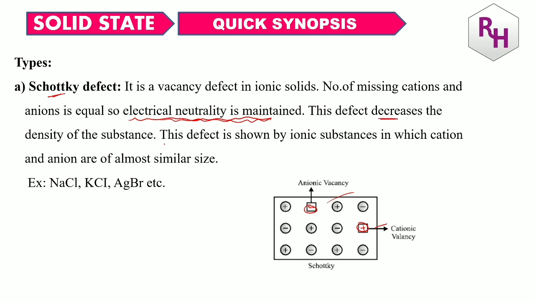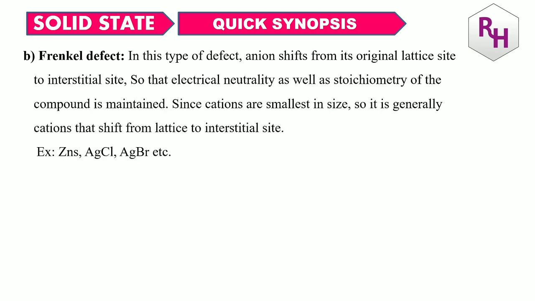And this defect decreases the density. That is very important. Because when cations and anions come out of the crystal lattice, it definitely decreases the density, because mass decreases, density decreases. This defect is shown by ionic substances in which cations and anions are of almost similar size. Very important. This defect occurs only if they are of similar size. Examples: NaCl, KCl, AgBr, etc. Then you can see Frenkel defect.